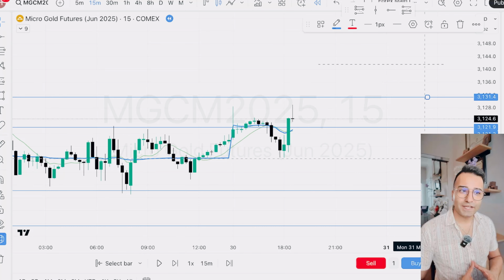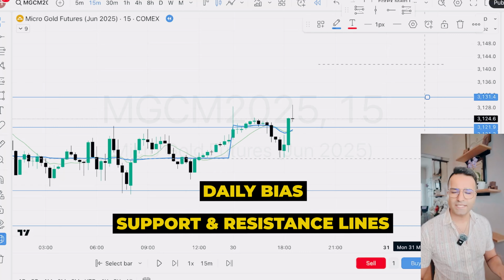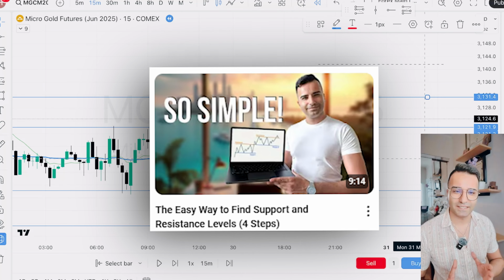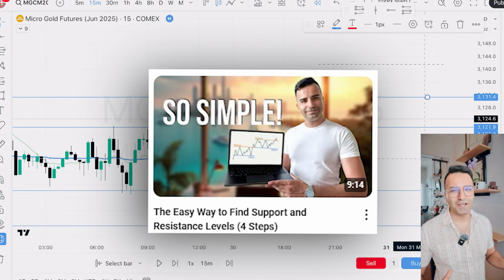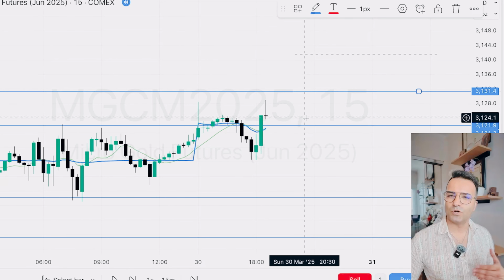So for my first trade, I have my daily bias, I have my support and resistance lines. If you don't know how to set support and resistance, I do have a whole video about how I set up my support and resistance lines, and it's literally the easiest way that you could do it. So definitely go ahead and check that video out. As you can see, these blue lines are my support and resistances.